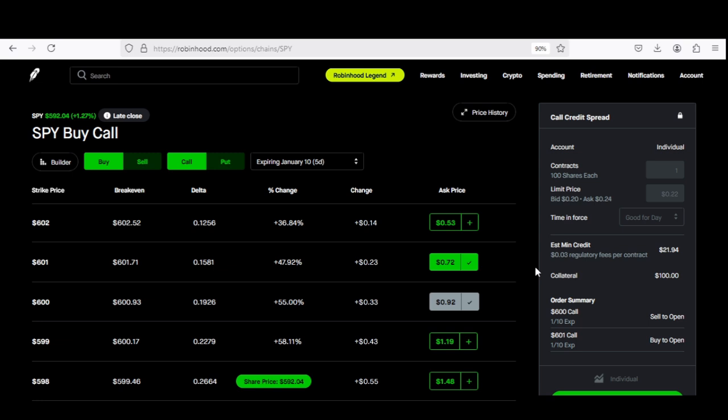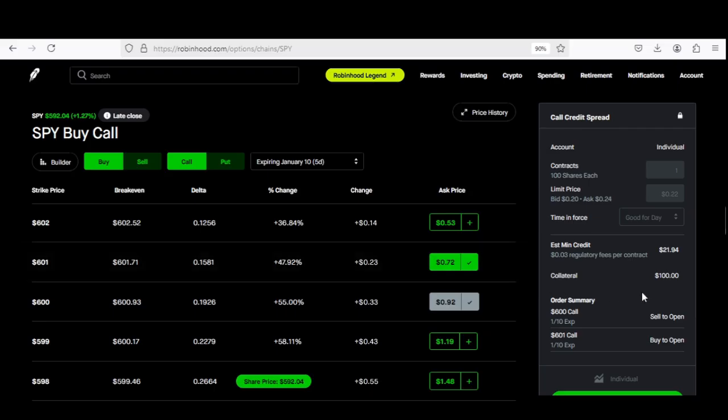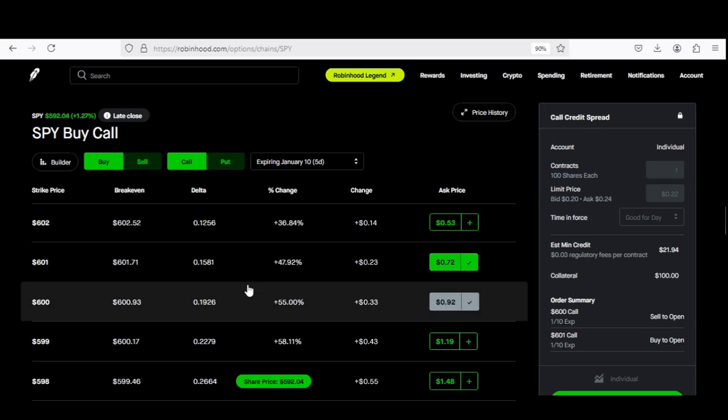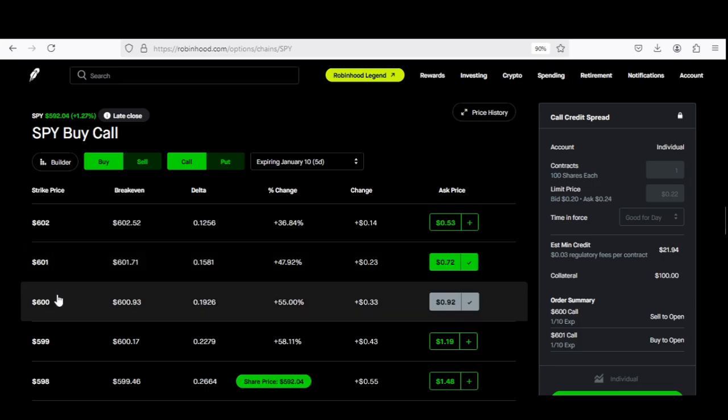Now, there's another way that you could minimize your risk even further. And I'm going to go ahead and show you that right now. So before we do that, the reason why you had to leave $100 collateral is because you did what's known as a $1 wide spread. Let me show you. So your difference between your $601 price and your $600, that's going to be $1.